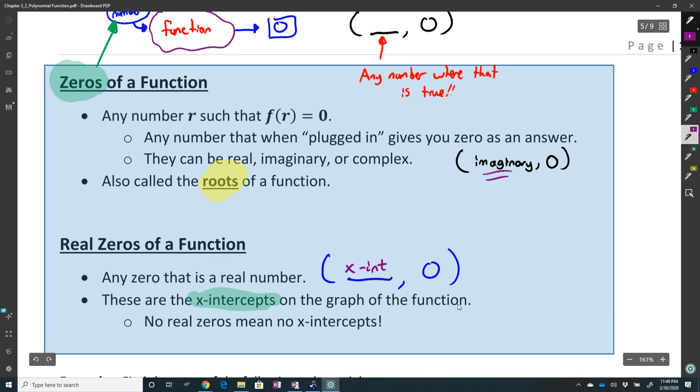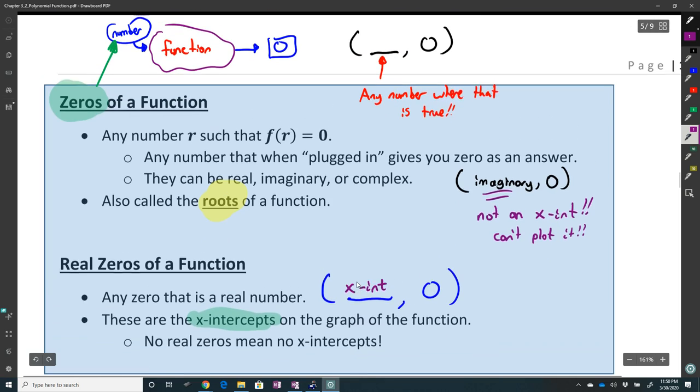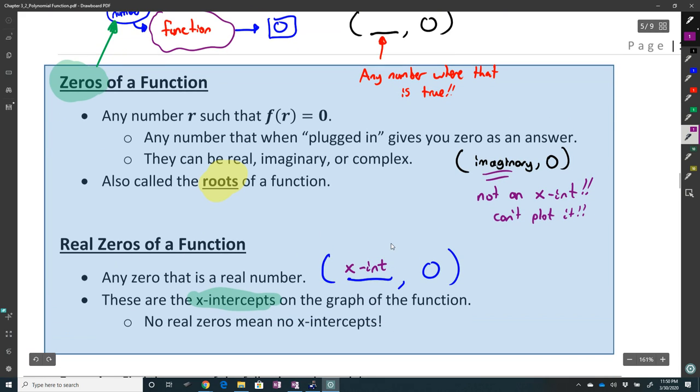So because of this, sometimes you can have an imaginary number there, and whenever you do, it's not an x-intercept. Why? Because you can't plot imaginary numbers. But notice that it still gives 0 as an answer. So that's why we call it a zero of a function. But the zeros that you can see, that you can actually plot on the graph, are always going to be x-intercepts. Now in this class, we're just going to usually deal with the real zeros of a function. We're not going to get too much into the imaginary. I think there's one that does, but it's going to be a bonus question.